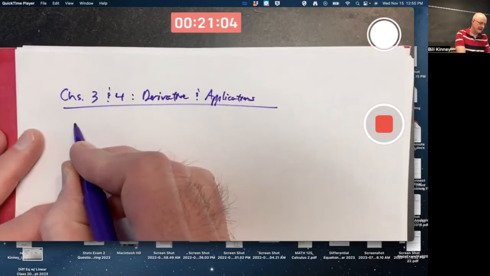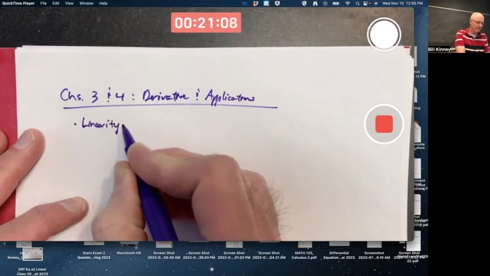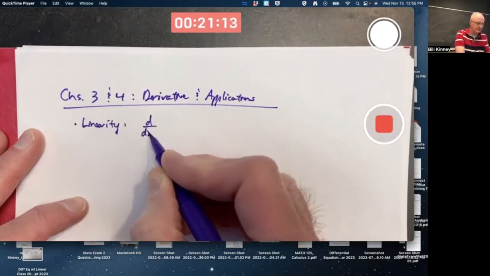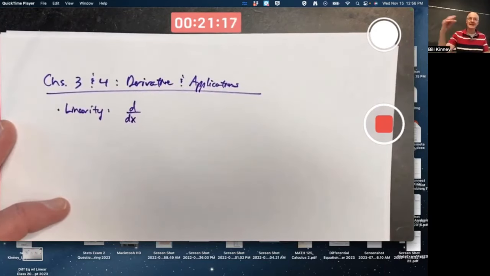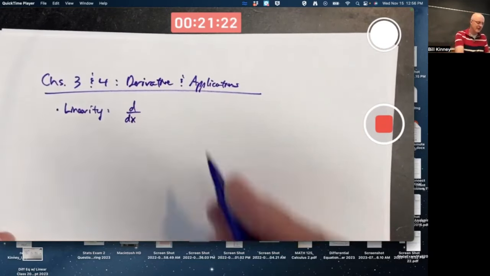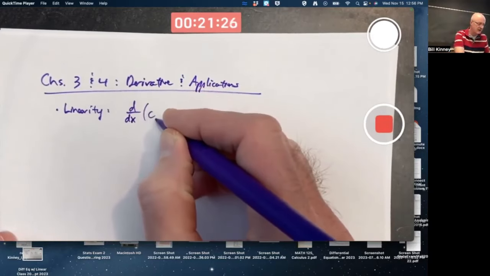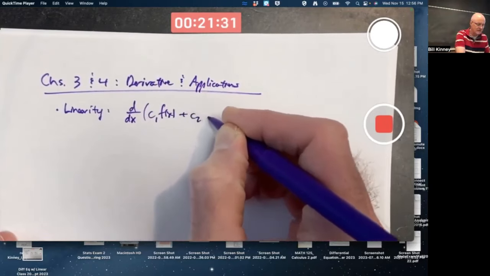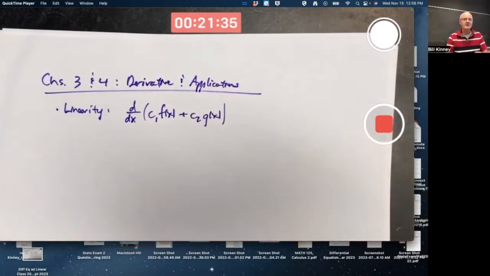The first rule really is linearity: the derivative of a sum is the sum of the derivatives, and the derivative of a constant times a function is that constant times the derivative of the function. Those rules can be combined into the derivative of an arbitrary linear combination, say C1 times f of x plus C2 times g of x. And I could even extend this to more than two functions.